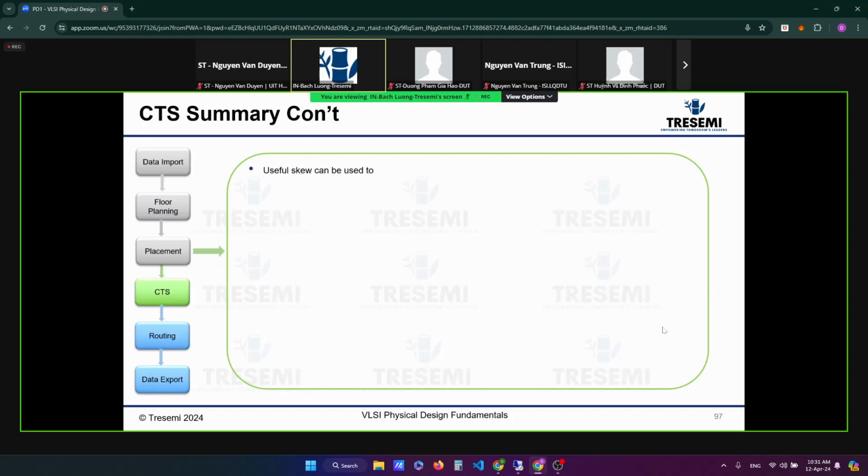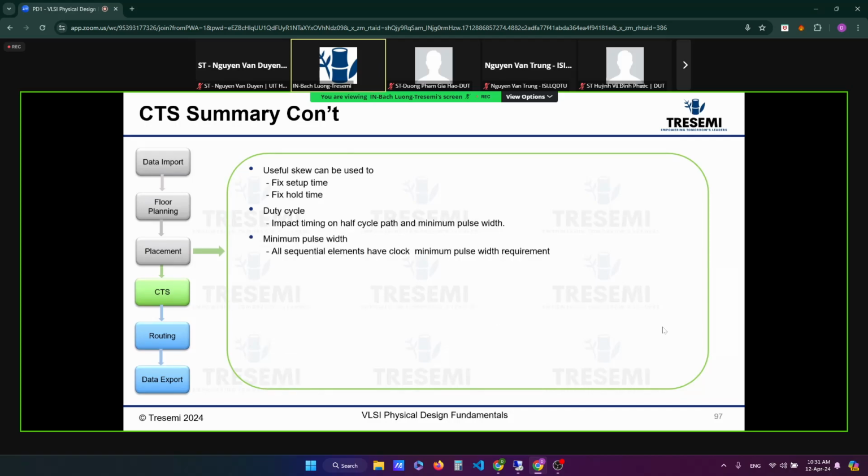Okay, we also discussed useful skew, right? It can be used to fix setup and hold time violations. In the last lecture, we discussed how we can use it. Okay, we also discussed duty cycle and how it impacts timing and minimum pulse width, and why minimum pulse width was important, right? And we also discussed the different types of clock tree balancing techniques: cell relocations, level adjustment, reconfigurations, dummy load insertions, load splitting. Okay, so those are the key takeaways that we discussed in CTS.